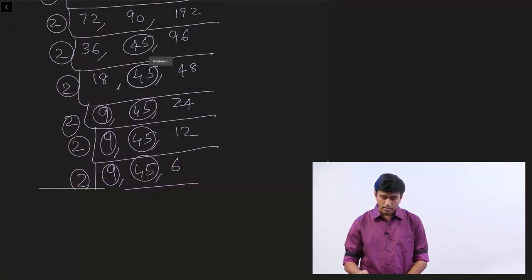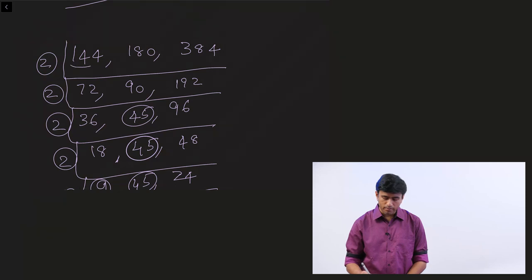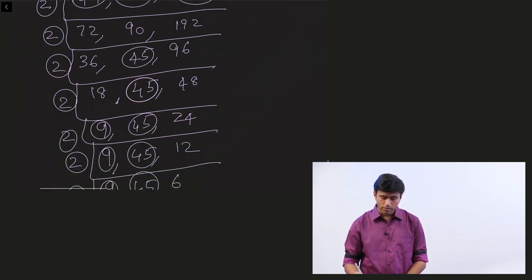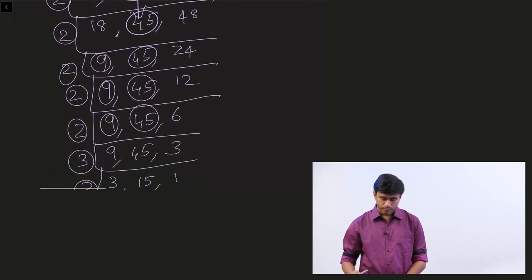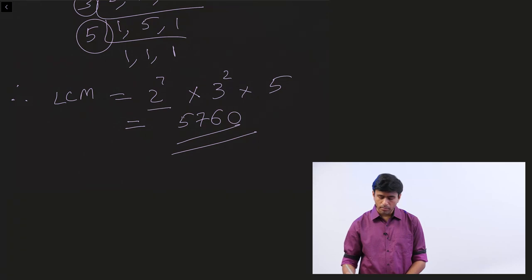Here, remember, we take the given numbers and we find the prime factors simultaneously. And when a number is not divisible by 2 or by the prime number given, you bring it down as it is. The LCM would be all the prime factors multiplied, and that is 5760.